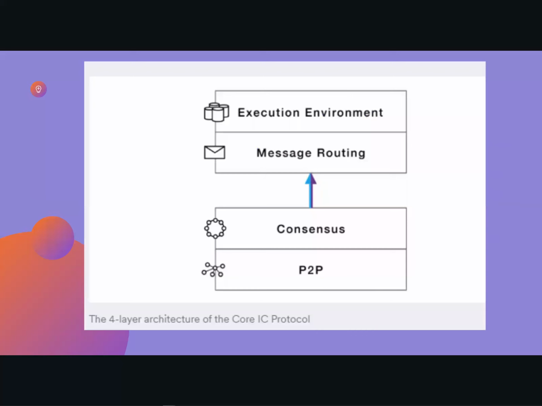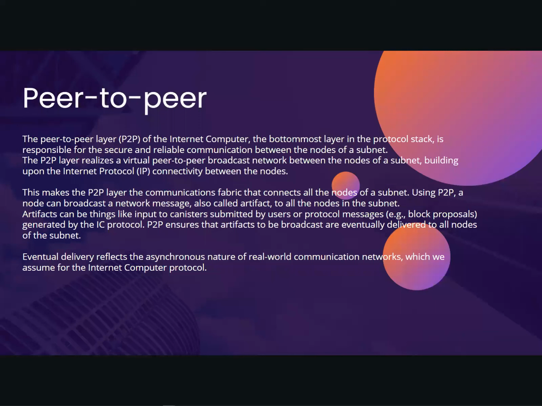So this is a diagram of the 4-layer architecture of the core ICP protocol, where we have the P2P, that is the peer-to-peer layer, then the consensus mechanism, the messaging routing, and the execution environment. So we're going to look at the 4 layers. That is the peer-to-peer layer of the Internet Computer, which is the bottommost layer, and it's responsible for secure and reliable communication between the nodes of a subnet. So a node is basically a computer that connects with another computer, communicates with it, and shares information with each other.